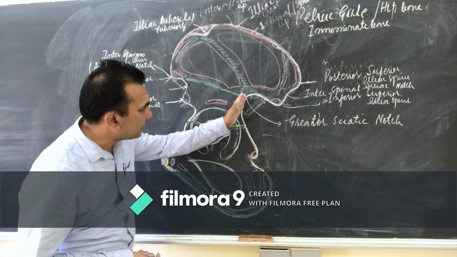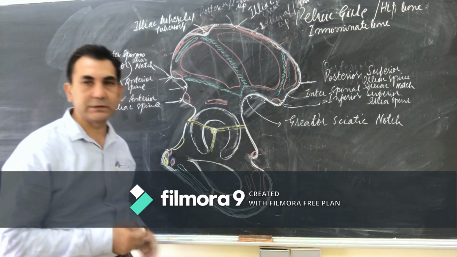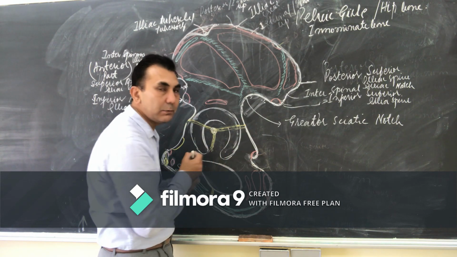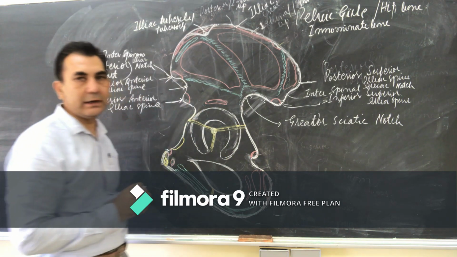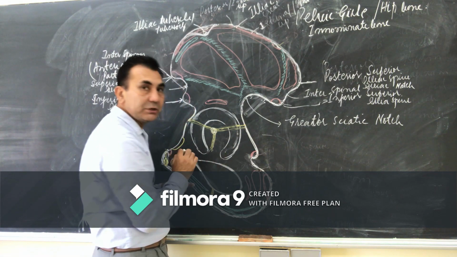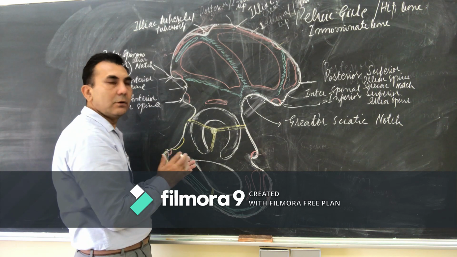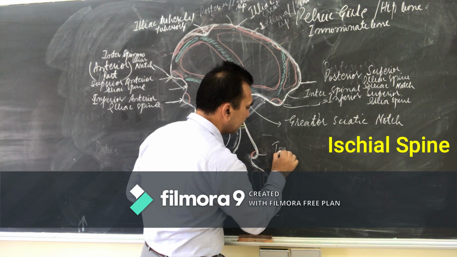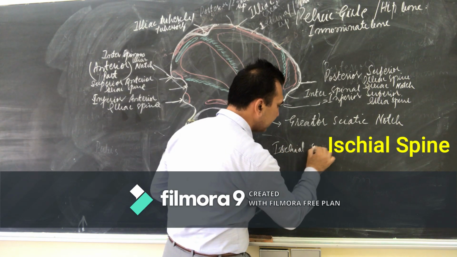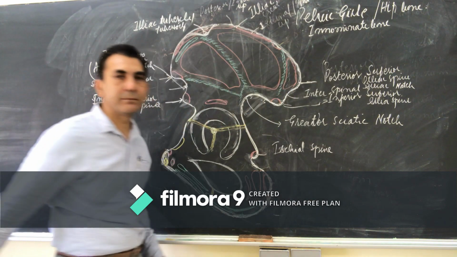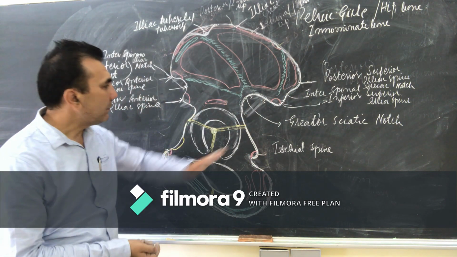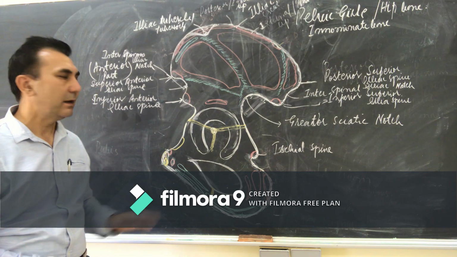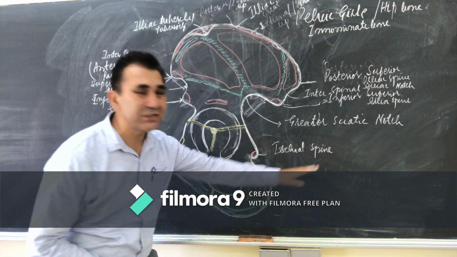From the greater sciatic notch, this posterior border goes downward. When it reaches the end of the acetabulum cavity, it makes a spine over here, and this spine is present on the ischium bone. So it is called the ischial spine. On the posterior side, the greater notch goes downward and makes a spine on the ischium bone, so it is called the ischial spine.